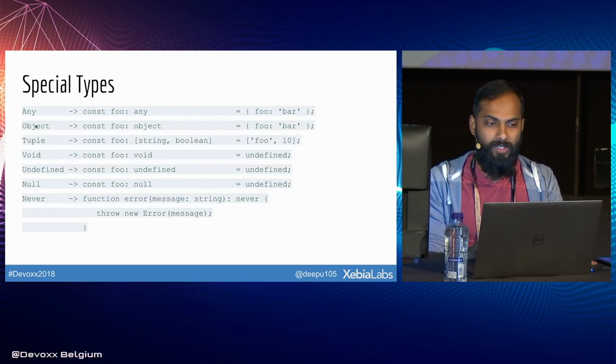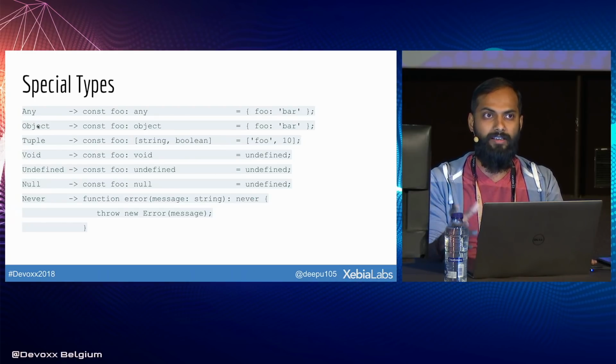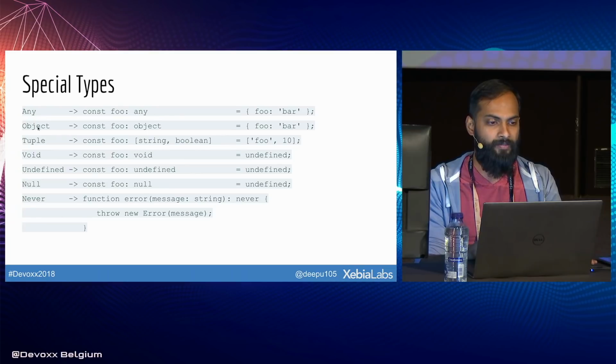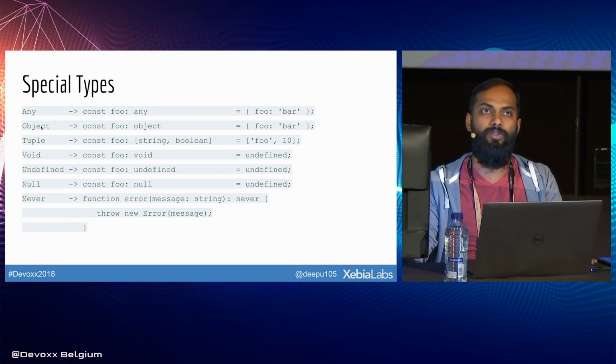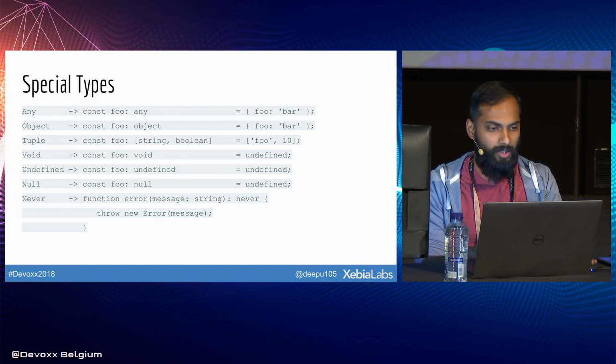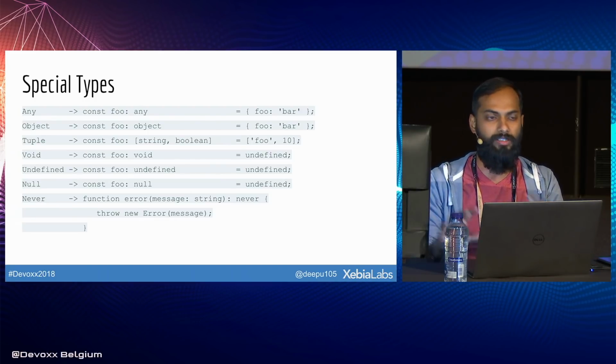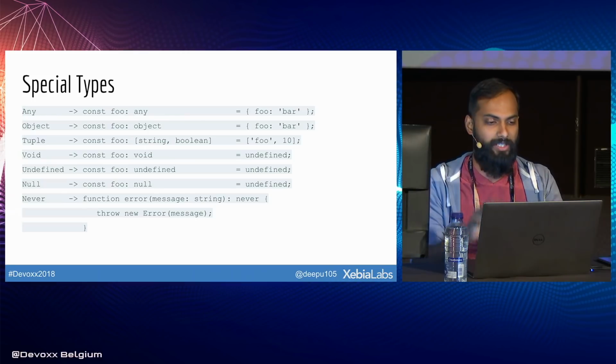And of course you have an object type. So this is very similar to any, but it is specific to objects, like object literals. So you can also use that instead of any to type an unknown object, because any is for everything, whereas object is more limited, right?